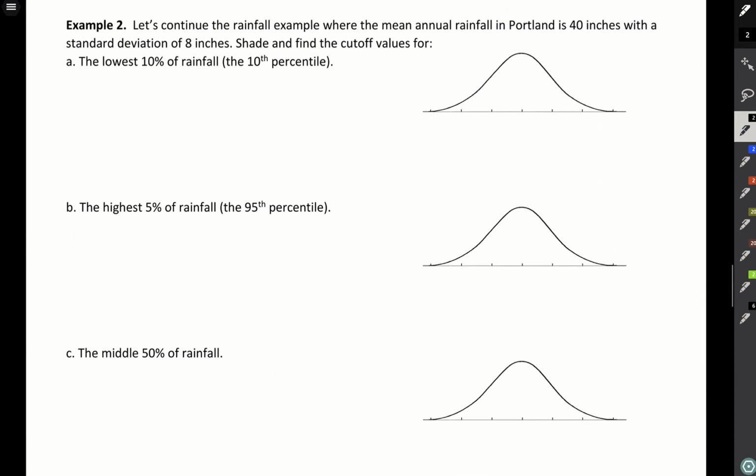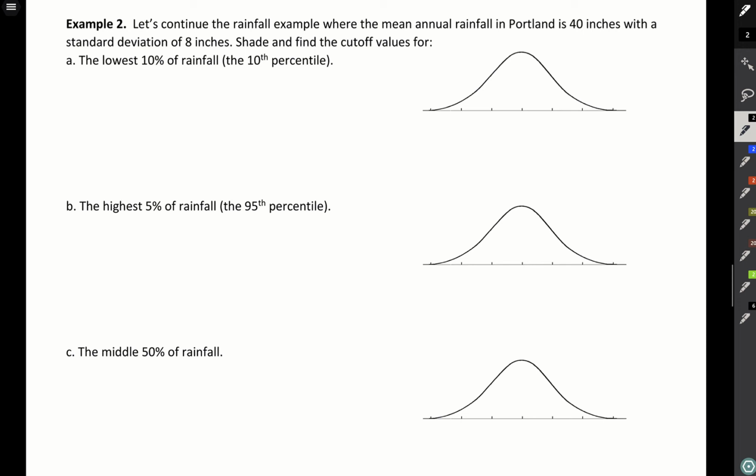We're going to look at these three scenarios. We're still working with that Portland rainfall. So we have this normal distribution, mean of 40, standard deviation of 8. And we have these three bell-shaped curves. I'm just going to put 40 at the center of each of them. I'm not going to worry too much about numbering the rest of the line there.